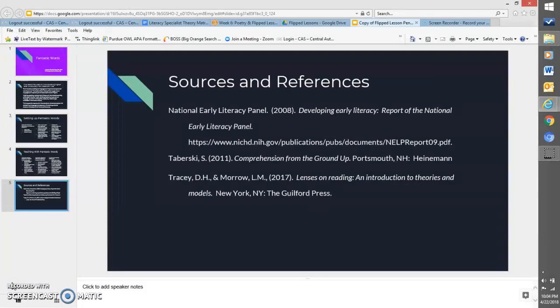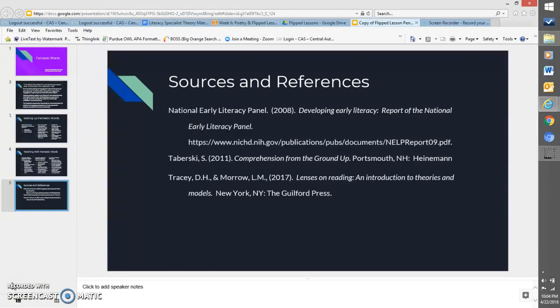Sources and references for Fantastic Words. Kudos to Sharon Taberski in her book Comprehension from the Ground Up, not only for helping me to take Words, Words, Words and transform it a tiny bit into Fantastic Words for use in my classroom, but for the many things in her book that have been a source of mentoring for me.